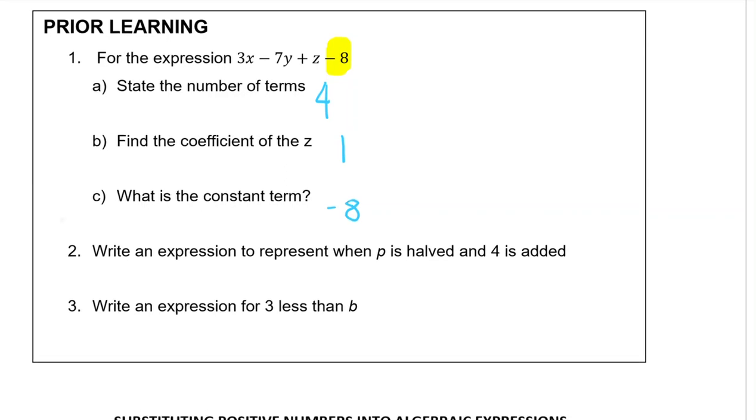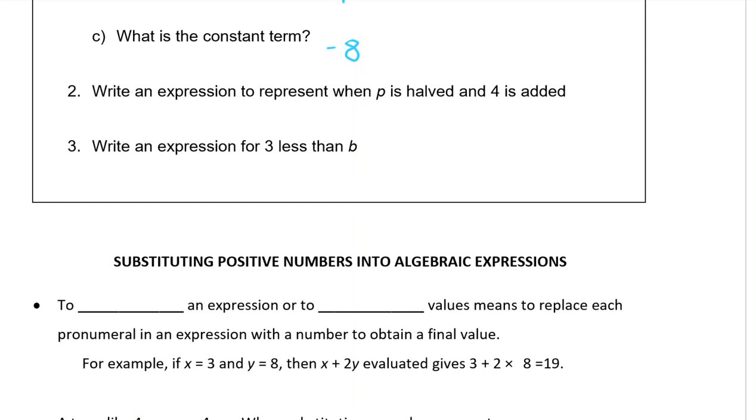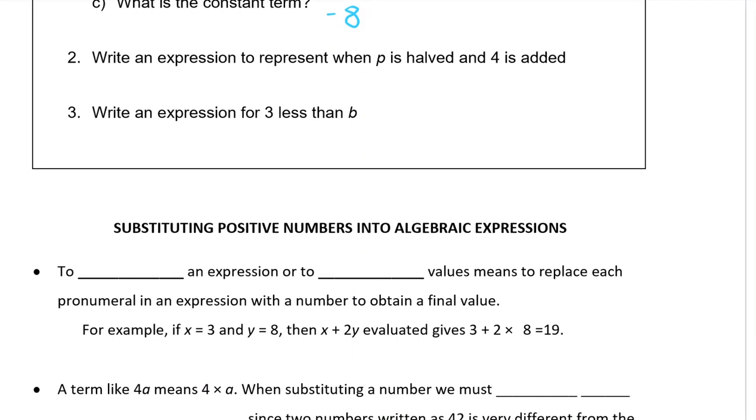Okay, next in question 2, we have to write the expression. It says write an expression to represent when p is halved and 4 is added. To halve something without a divide sign, we like to make it into a fraction and put it over 2. 4 is added means we do a plus 4. All right, let's try another one.